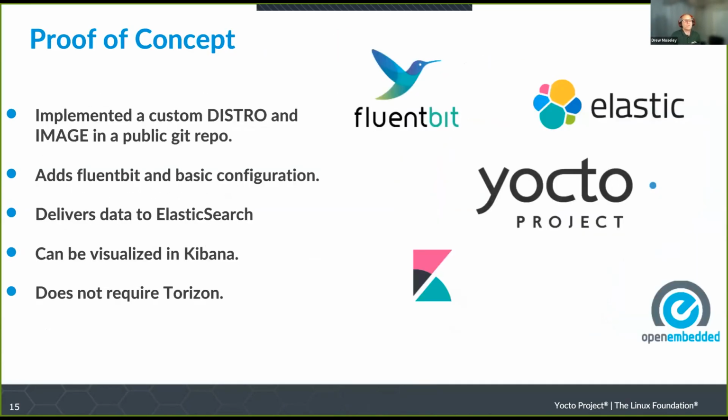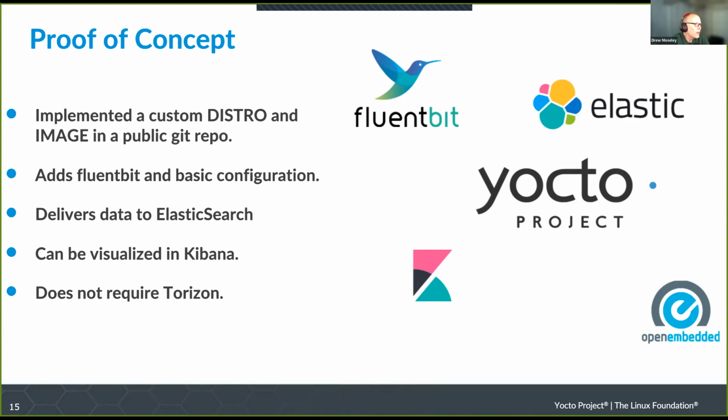So let's move on to the proof of concept. What we have is essentially just a custom distro and image. It's in the public Git repo that's on my GitHub. It adds Fluent Bit with a very basic configuration, and it will deliver data from there to Elasticsearch. And it can further then be visualized in Kibana. And I include a Docker Compose setup for the server side as well to easily launch Elasticsearch and Kibana.